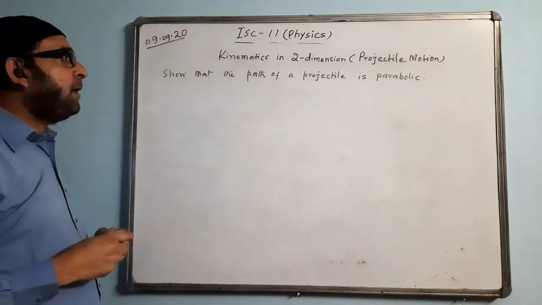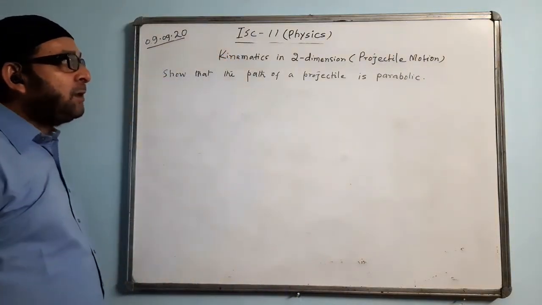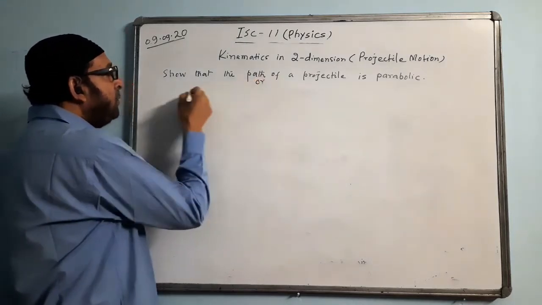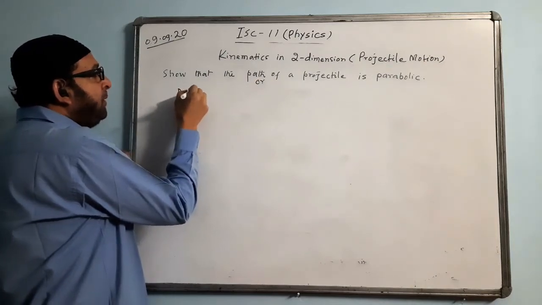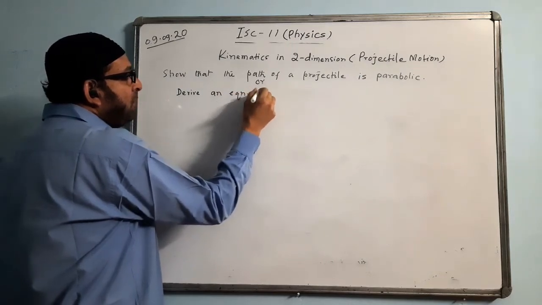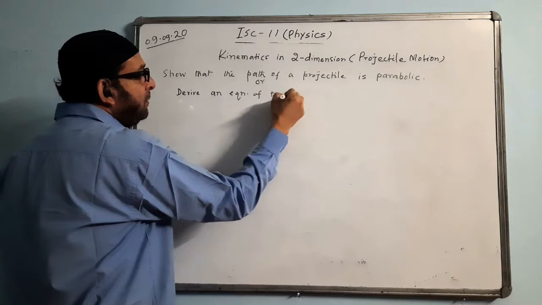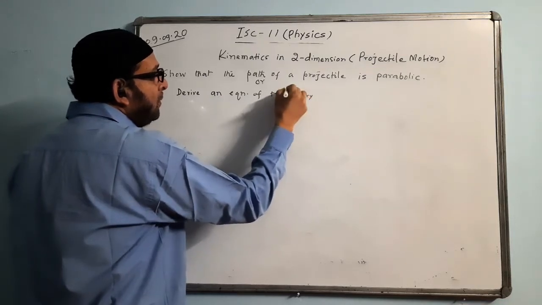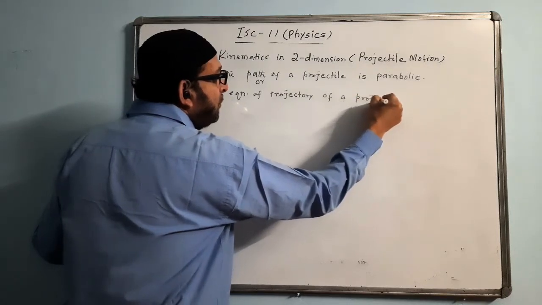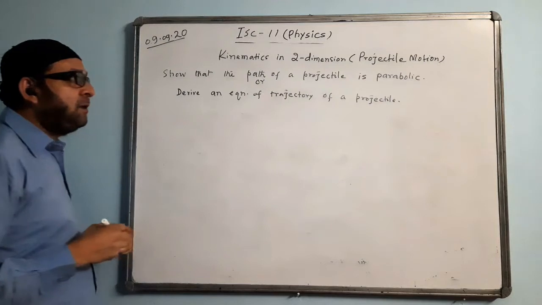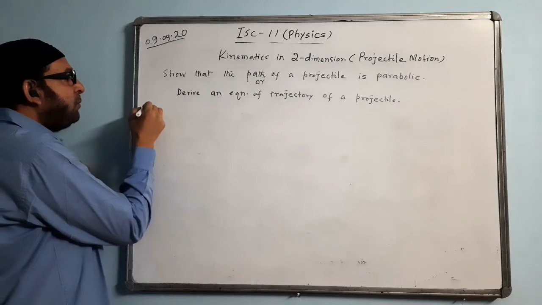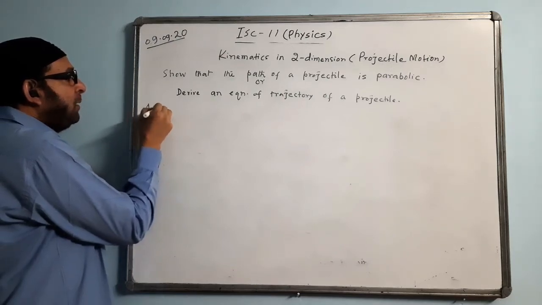A question may come: show that the path of a projectile is parabolic, or derive an equation of trajectory of a projectile. Any one such question may come. So to prove the motion is parabolic, we will be writing the answer like this.